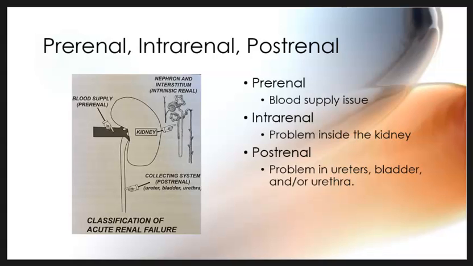which is involved in the collecting system, such as the ureters, the bladder, and the urethra, which you can see over there in that picture. So obstruction by kidney stones or a tumor would be an example of postrenal failure. But for our purpose, we're going to talk about intrarenal, the problem inside the kidney.